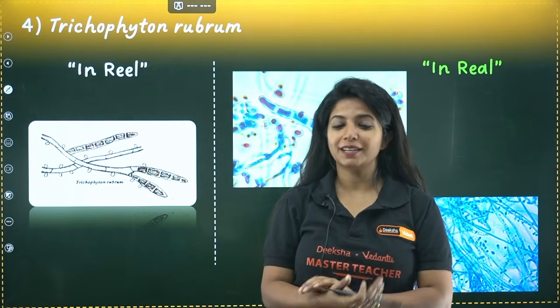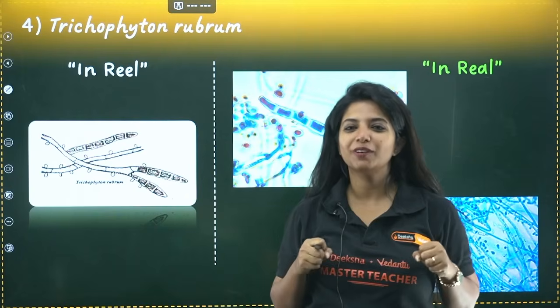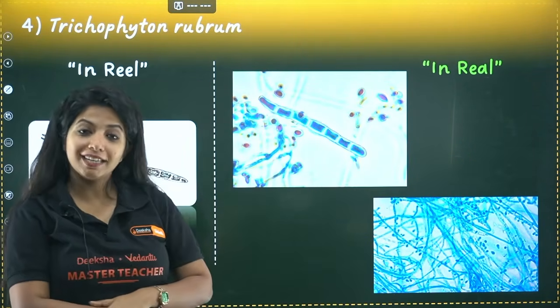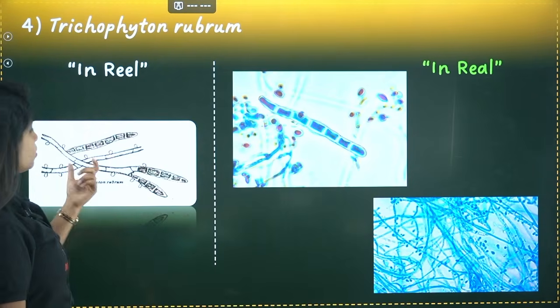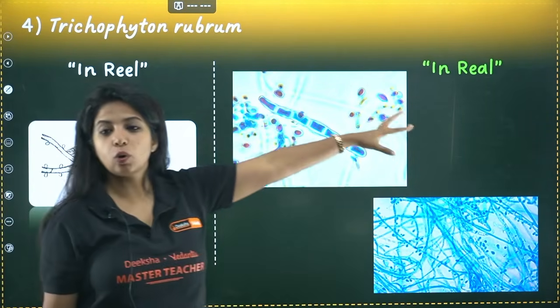It's fighting with our protein, that is keratin, and trying to eat it up. So it feeds on the keratin protein, which is a part of your hair, your skin and everything. In real, it looks like this. There are some branches out there that you can clearly see. In real, it almost looks like this.